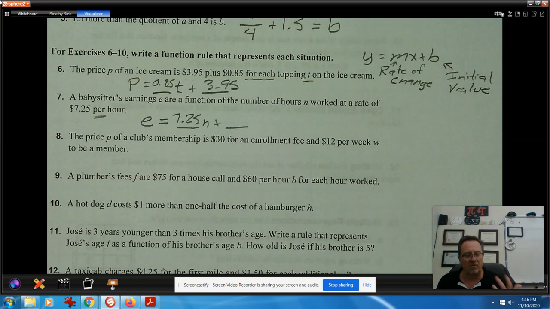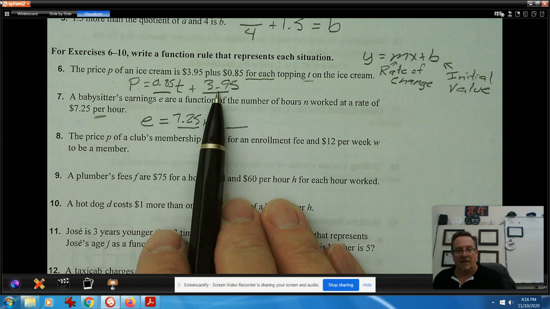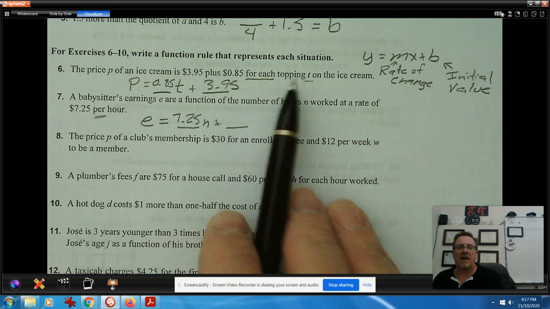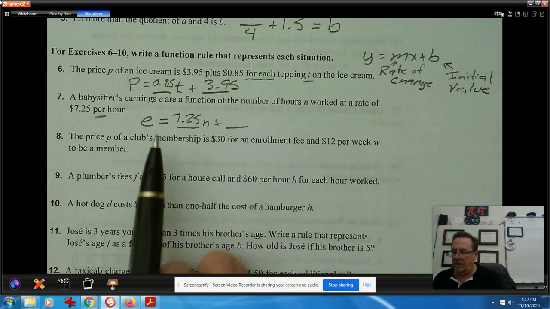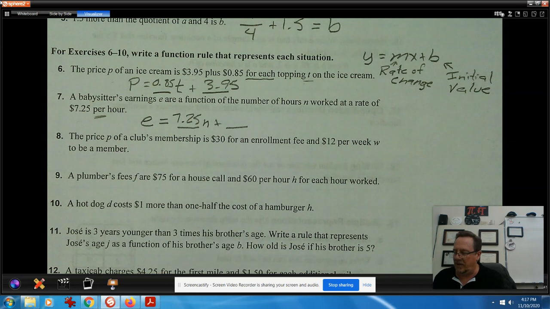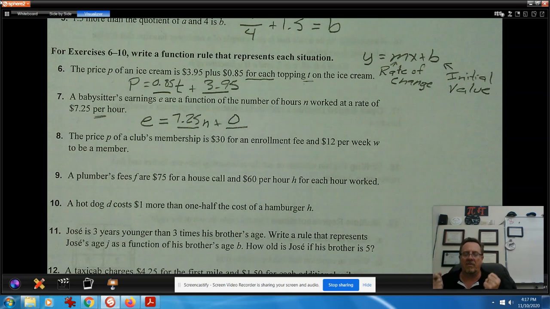Now, do you see another value in there? Because if I look back to the previous problem, we're going to fill in these blanks with the numbers that they give us. We just have to figure out which one goes where. But there, there were actually two, an initial value and then a rate for each topping. Here, is there an initial value? And the answer is no, they didn't give us one. It's not there. So if it's not there, we can just write 0. So our initial value is 0. There's no initial value. But we are going to be charged a rate of $7.25 per number of hours worked.